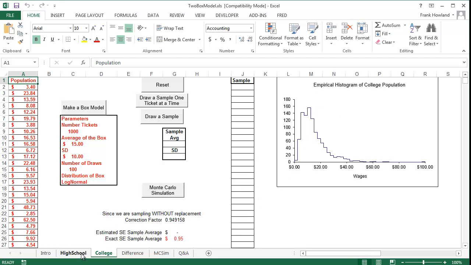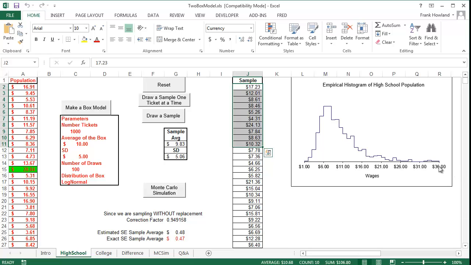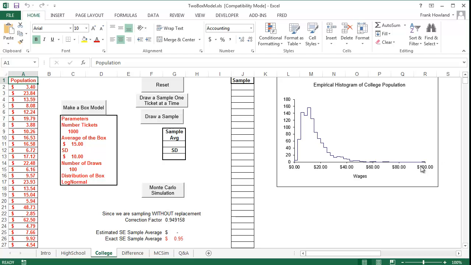If we compare this distribution, it's shifted to the right relative to high school, although that's a little hard to see. I would note that the scale ends here at $36 for high school, and it goes all the way out to $100. And you can see there are people who earn more than $36 in the college sample. So let's draw some samples. Once again, you can see each time we draw a sample, we have different people from the population, and we get a different sample average, a different sample SD.